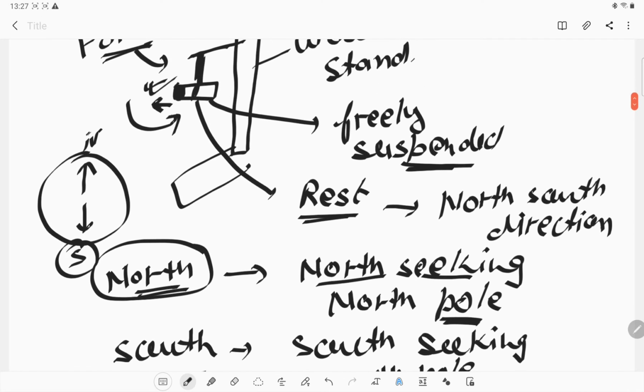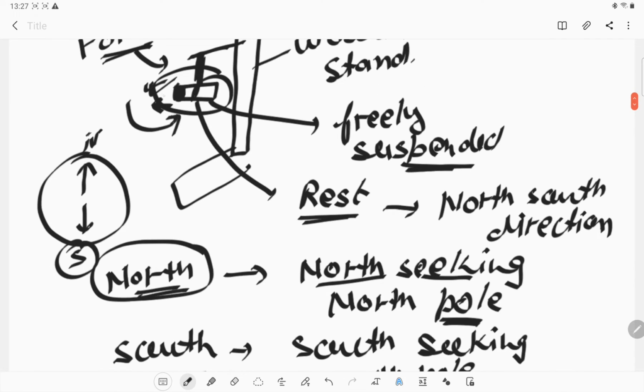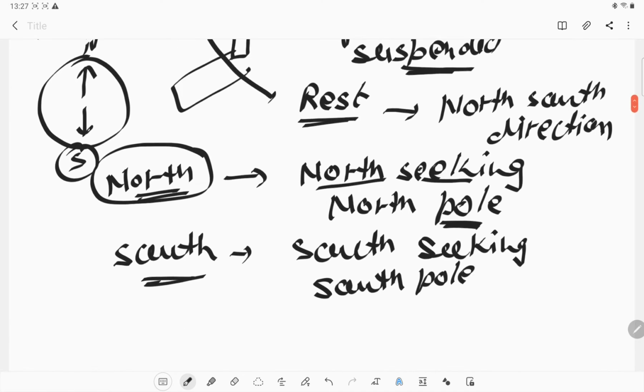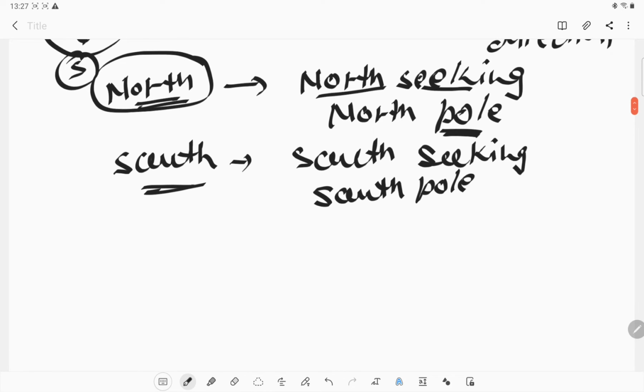So whenever this freely suspended bar magnet stops, one side is always toward the geographical north, that's why we call it the north direction, and one side is always toward the south, and that's why we call it the south direction, the south pole of that magnet. So this is how the north and south poles were discovered.